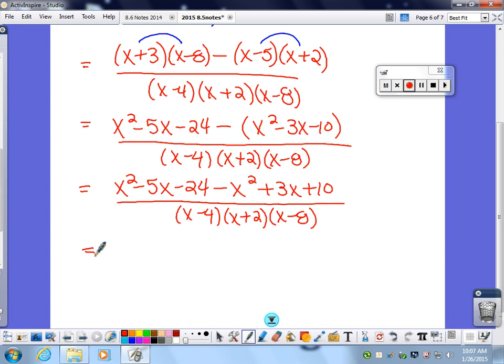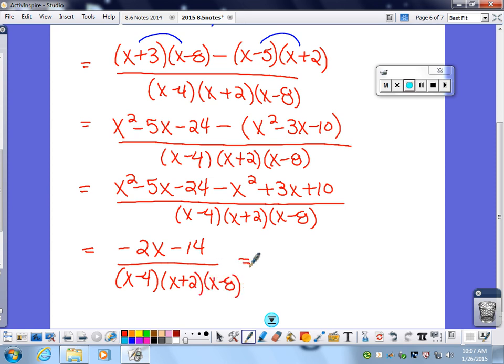All right, combining like terms. x squared minus x squared, well, that's 0. Negative 5x plus 3x, that's negative 2x. Negative 24 plus 10, that's negative 14 over my common denominator. Like I said, you cannot throw away that denominator. All right, you could possibly factor out a negative 2 out of the numerator. That becomes negative 2 times x plus 7.